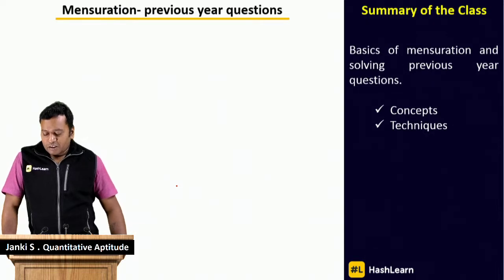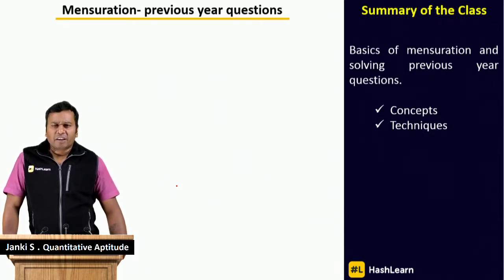So summary of the class, we have seen the basics of mensuration. There are a few techniques which you need to keep in mind. Various times you have to utilize your options to work on. Further, where changes are there, successive change is applicable. Try to utilize these kinds of things, right?